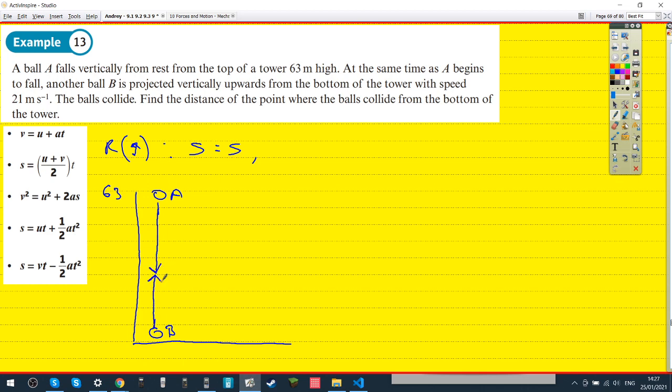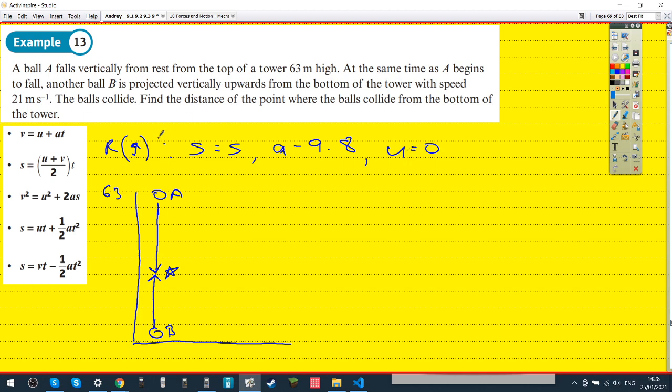Are we going to say A is minus 9.8? So A is minus 9.8, definitely. Are we going to say V is 0? It's definitely not 0. When they hit into each other, they're both moving. Is it going to be U? Is U 21? Is it minus 21? We're looking at ball A, I believe. U is 0. Yes.